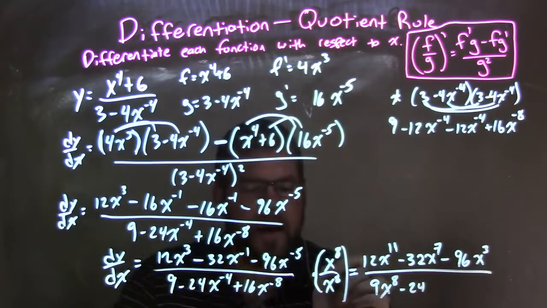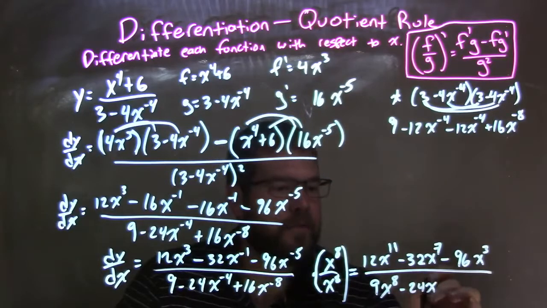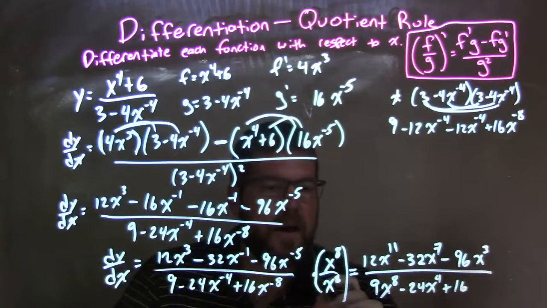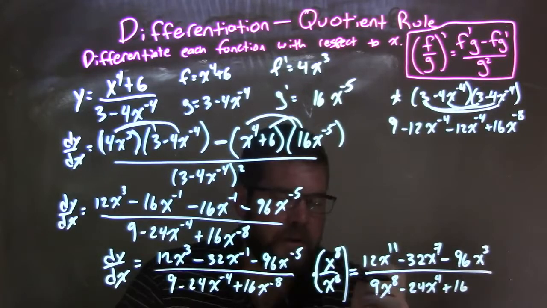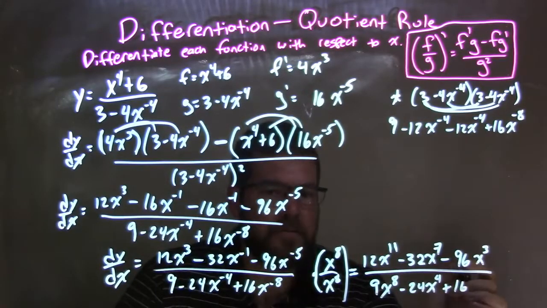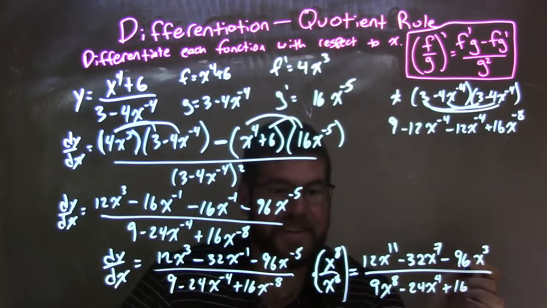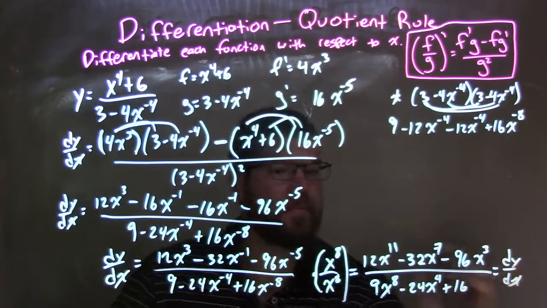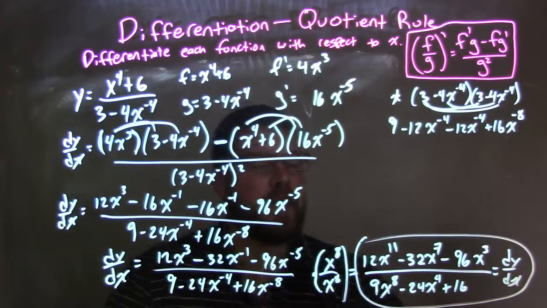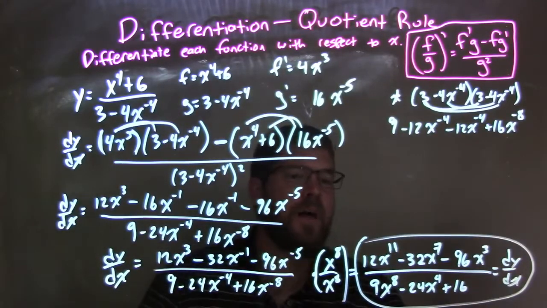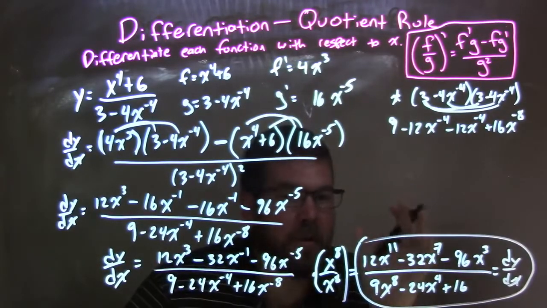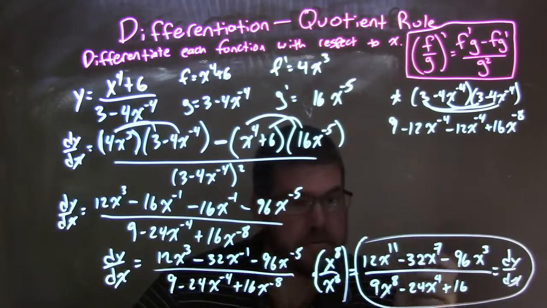Negative 4 plus 8 is a positive 4. X to the 4th power plus 16. And negative 8 times 8, or plus 8 is 0. So we just have plus 16. And that's it. That's equal to our dy dx. And now we have a final answer that doesn't have a negative exponent anywhere. Okay? And so let me just double check here, and we're good.